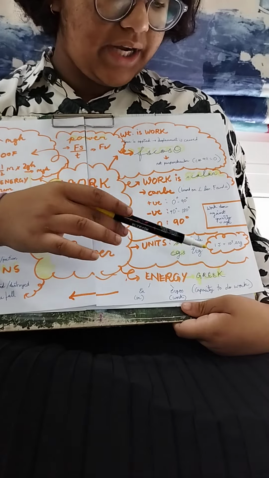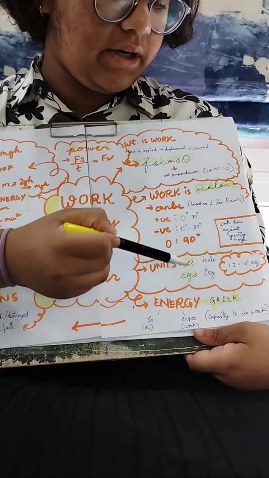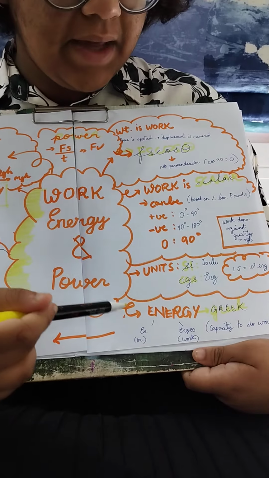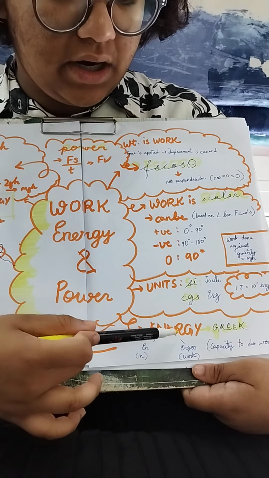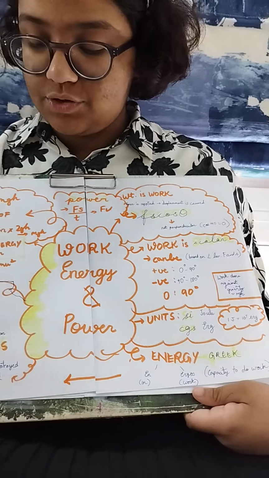Energy and work have the same units, joule and erg, and 1 joule is equal to 10 to the power 7 erg. Erg is CGS, joule is SI. Energy comes from the Greek en and ergon. En means in, ergon means work. It is the capacity to do work.